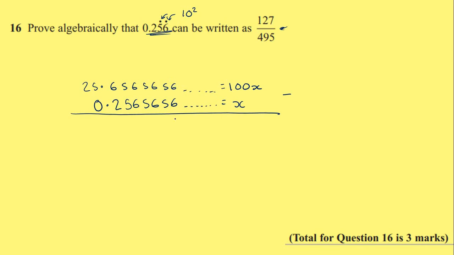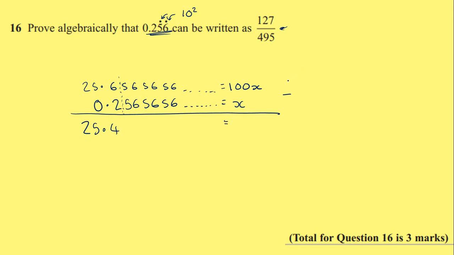6 take away 6 is 0. 5 take away 5 is 0. 6 take away 6 is 0. 5 take away 5 is 0. 6 take away 6 is 0. And 5 take away 5 is 0. Everything to the right of that little dotted line there, they'll all just disappear. They'll all match forever and ever and ever. So we'll actually get 25.4 is going to equal, well, 100x take away 1x.